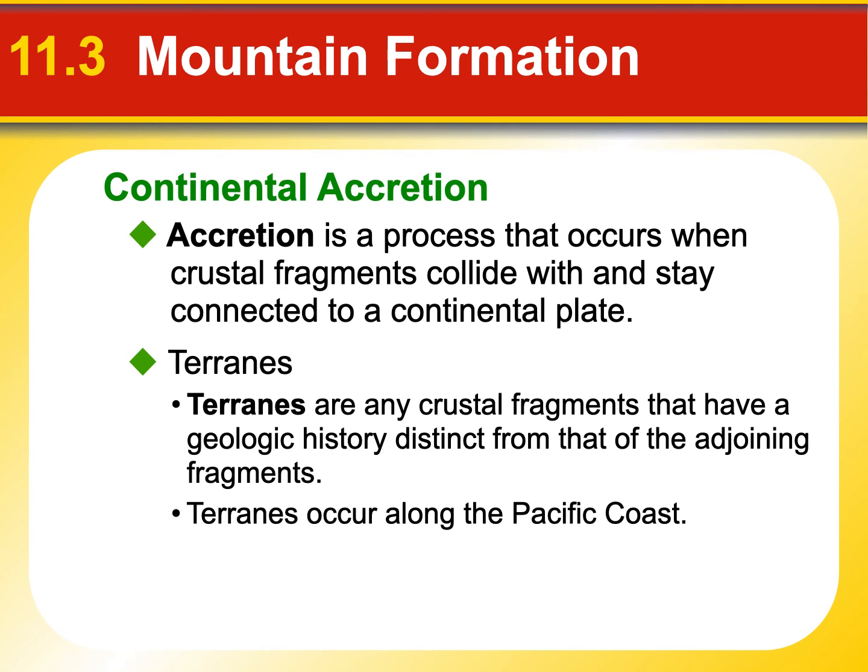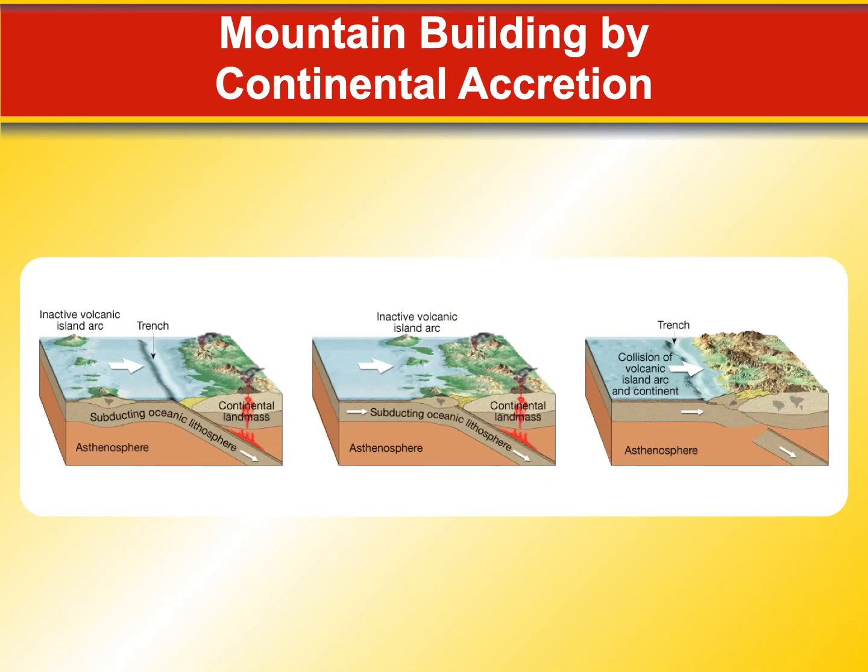So the difference between an accretion and a terrain: accretion is the actual process of sticking these terrains onto other places, other continents. And there's a long history of this on our planet. Let's take a look here at how this occurs. So the process of this, you've got all these island arcs forming as this subducting plate is moving along here. And eventually they get closer and closer and closer to the continental landmass, and then boom, they're sutured on. They get stuck on there.